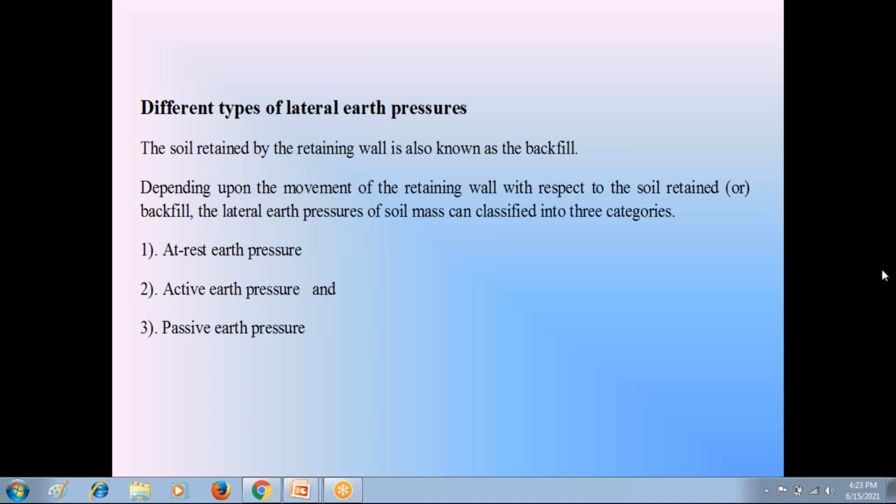Rest condition of the retaining wall, active condition of the retaining wall away from the backfill, passive condition of the retaining wall towards the backfill. Depending on these three conditions of the retaining wall, we have three types of earth pressures acting on the retaining wall. One is at-rest lateral earth pressure, second is active lateral earth pressure, third is passive lateral earth pressure.